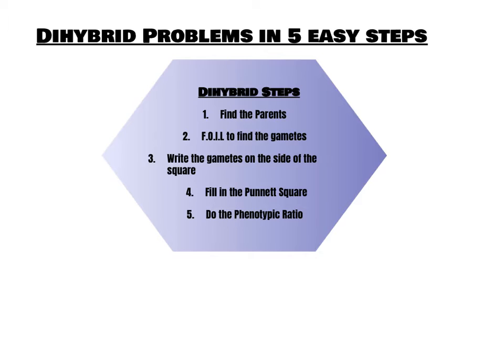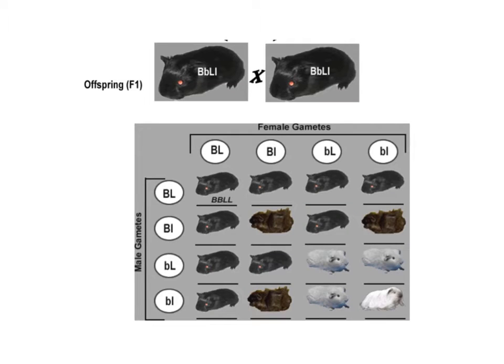This is always a good reminder, and we'll put this at the top of your practice slide so you can see your steps. First, figure out the genotype of your parents. Then FOIL to find the gametes. I don't think you still do FOIL, but FOIL is first, outside, inside, last. So you start with the first, and then the outside, inside, last to do your gametes. You'll put your gametes on the side of the square, fill it in, and get your phenotypic ratio.